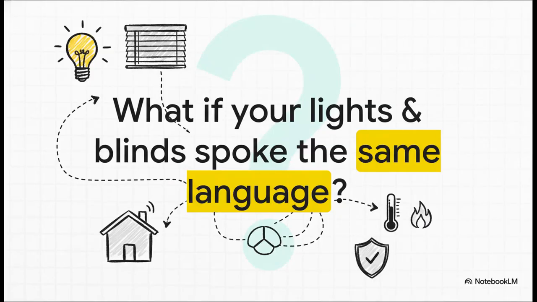Just think about that for a second. No more fumbling with a dozen different apps. No more gadgets that refuse to talk to each other. What if your lights, your heating, your security system, even your window blinds, what if they could all work together in perfect harmony? This isn't some far-off science fiction dream. It's the very problem a technology called KNX was built to solve.